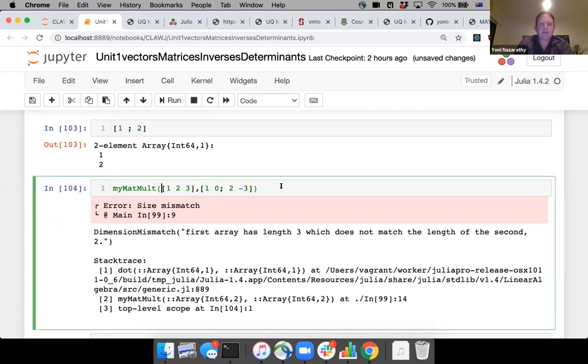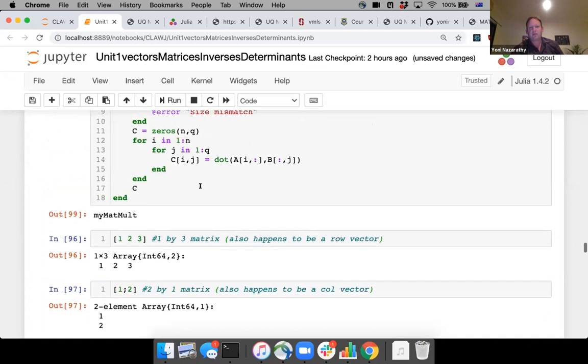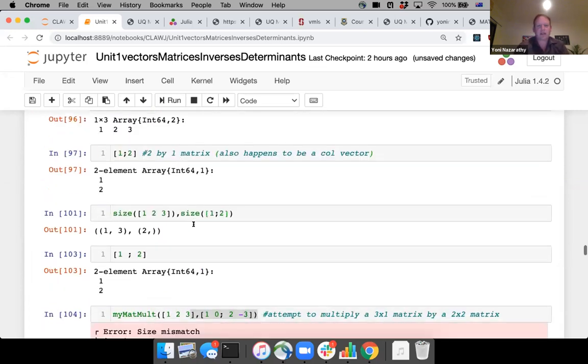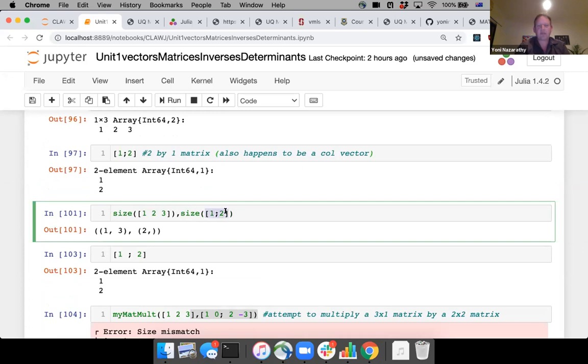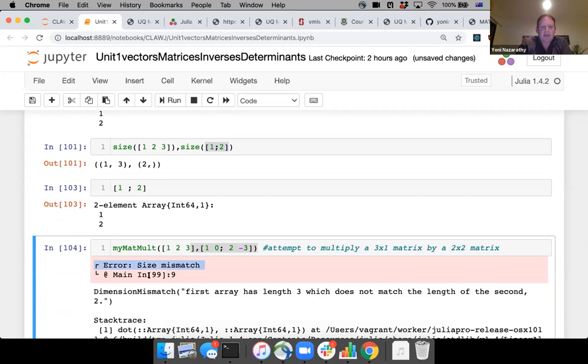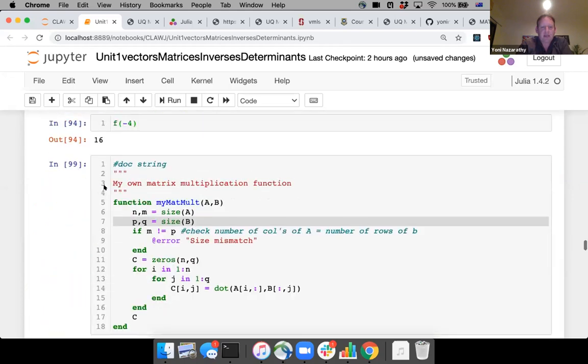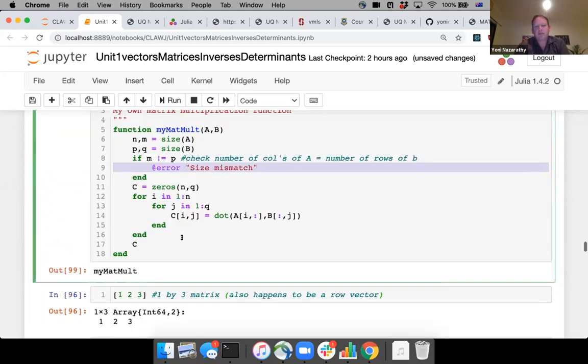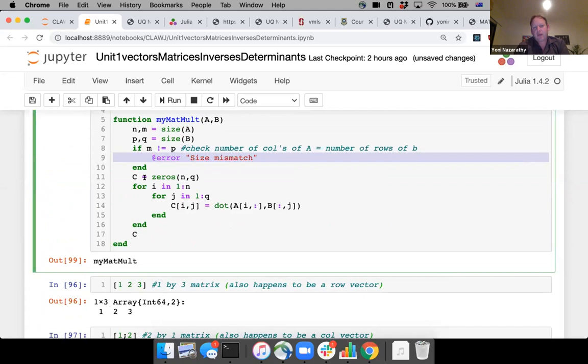Okay. So now I'm attempting to multiply a 3 by 1 matrix by a 2 by 2 matrix. The mistake I had before was a different type of error. It was like Julia thinking this thing is not a matrix and it didn't know how to deal with size. So for some reason I thought that creating such an object would give us a matrix, but no, it's actually a vector. So that's a side thing. So this is our size mismatch. Of course, the matrix sizes don't agree. Okay. But if we are here, then they do agree.